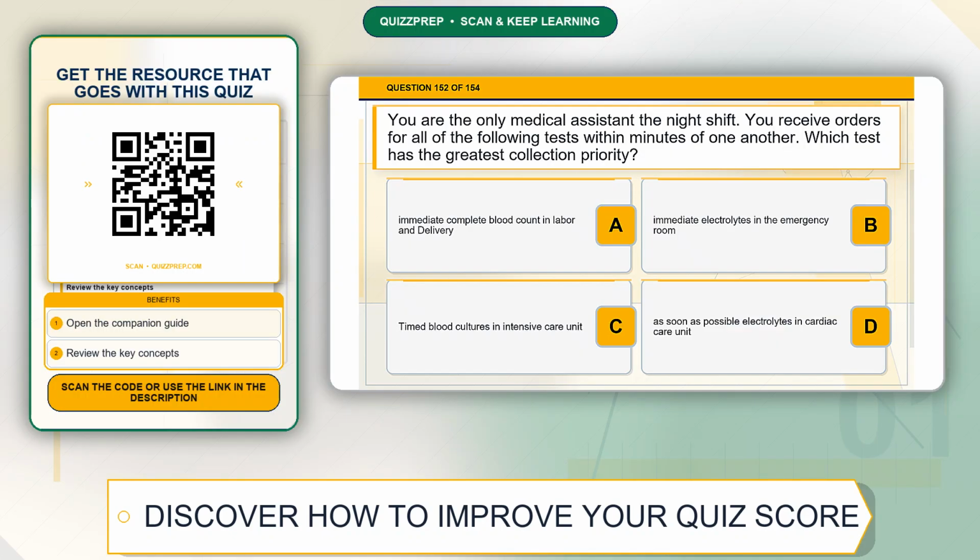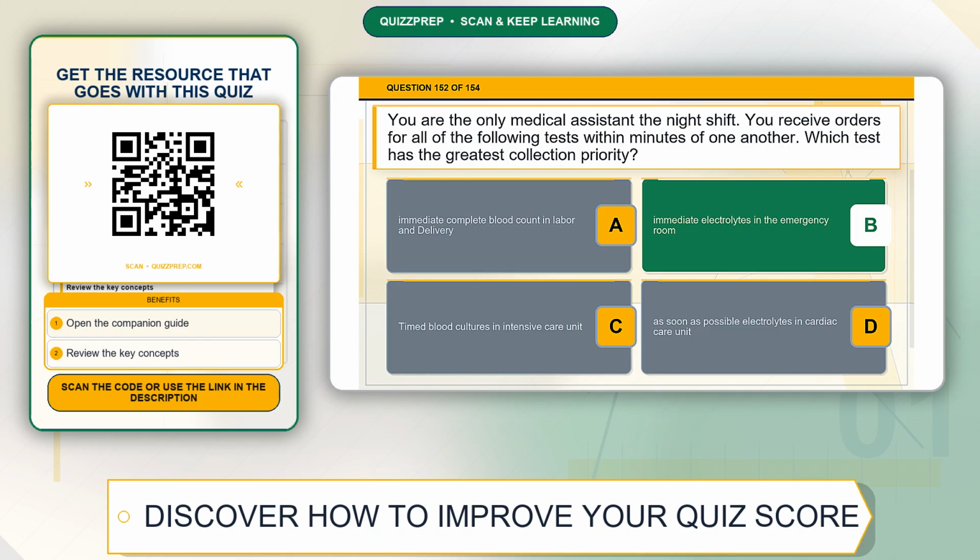Question 152. You are the only medical assistant on the night shift. You receive orders for all of the following tests within minutes of one another. Which test has the greatest collection priority? Option A, immediate complete blood count in labor and delivery. Option B, immediate electrolytes in the emergency room. Option C, timed blood cultures in intensive care unit. Option D, as soon as possible electrolytes in cardiac care unit. The correct answer is option B, immediate electrolytes in the emergency room.